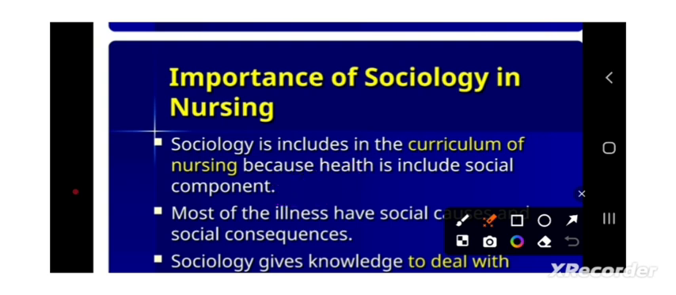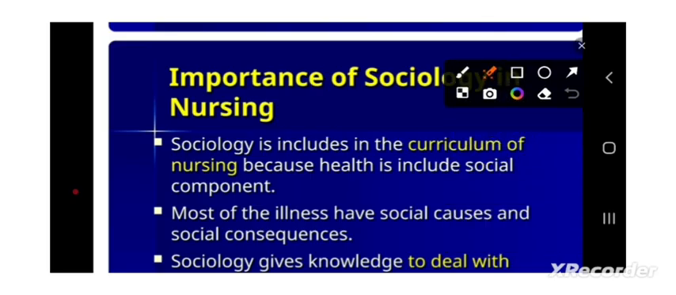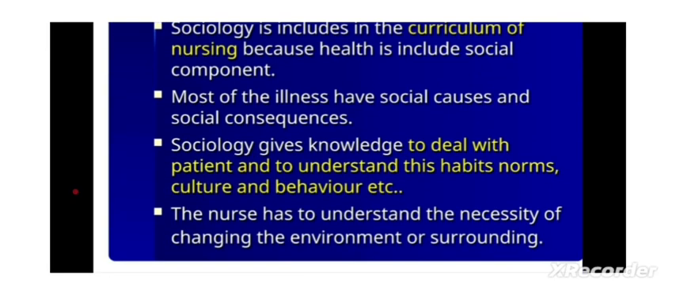Key application: most illnesses have social causes and social consequences. Social causes: many diseases, heart disease, respiratory illness, malnutrition, are rooted in lifestyle, poverty, pollution, lack of education, and high stress, which are all social and economic factors. Most illnesses have social causes and social consequences.